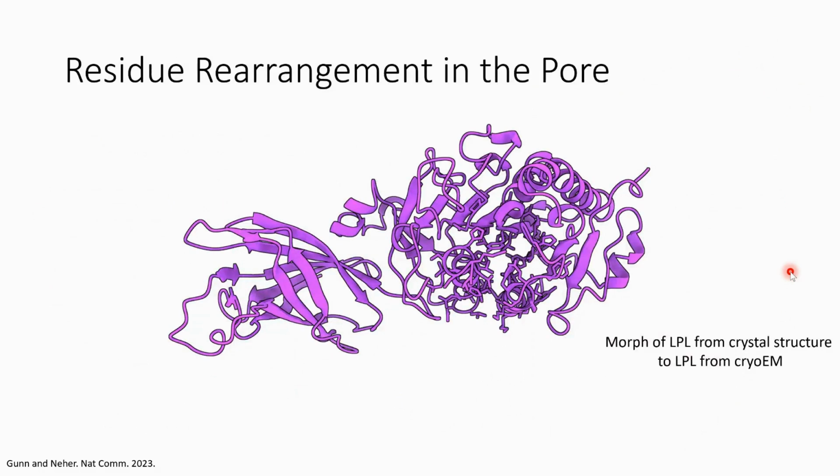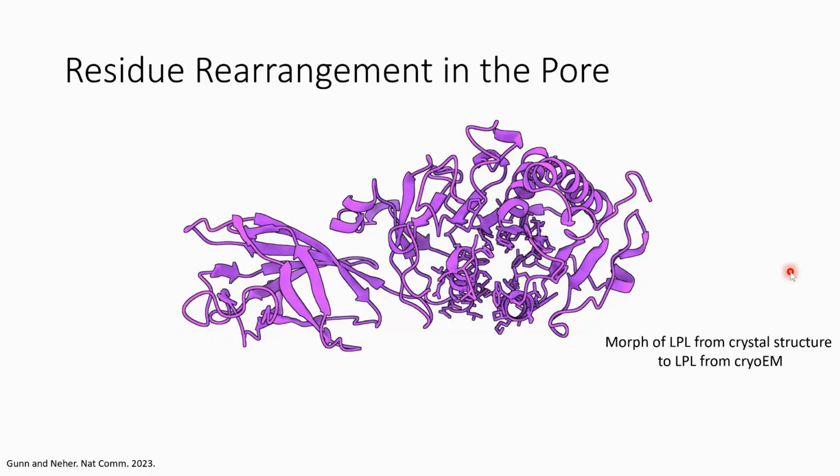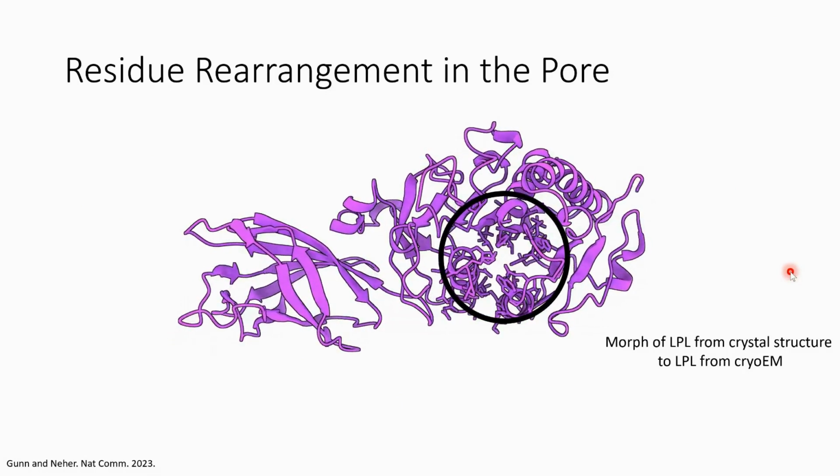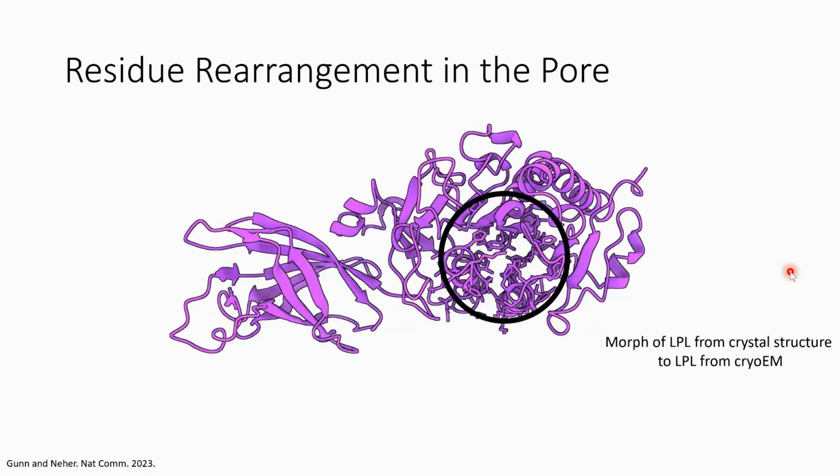And this pore had not existed in the other two previous structures of LPL. So if you look at the rearrangement of the residues in the center of the protein around the active site, you can see that there is a substantial difference between the crystal structure of LPL and this structure of the LPL homodimer.